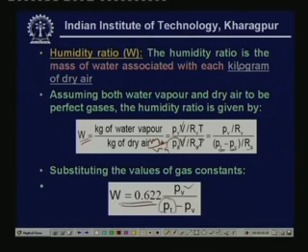If it is a specific or intensive property, then it should have been the kg of moist air, but we are writing this in terms of kg of dry air. What is the reason behind this? The reason is like this.